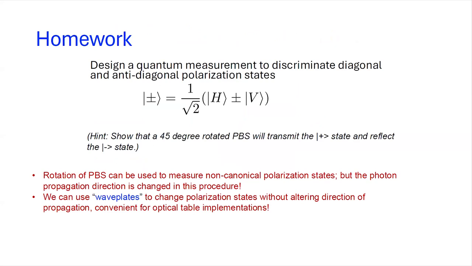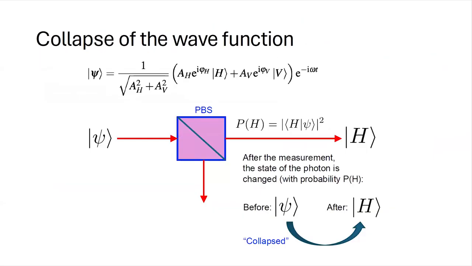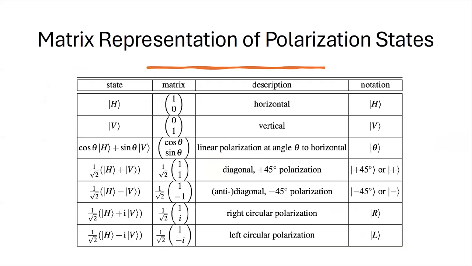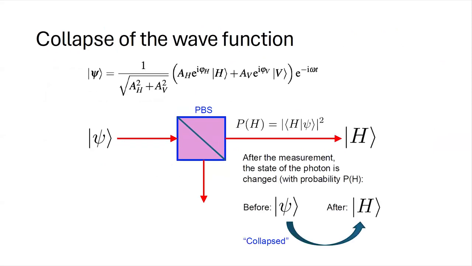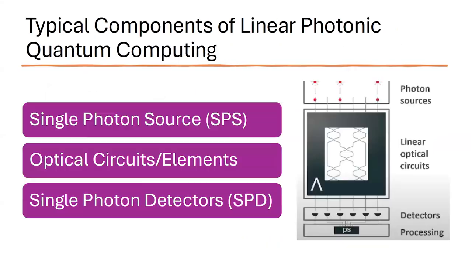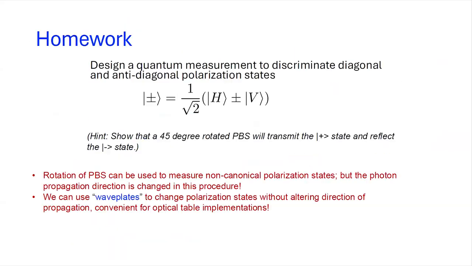Now let me give you a homework. You can see this table here. There are state transformations where diagonal polarization or circular polarization can be written in the canonical basis also. So you can use these state transformations to design a slightly more complicated circuit to discriminate whether the incoming state is in the circular or diagonal basis. This is my question to you. Well, this can be done. Let me give you some answer here.